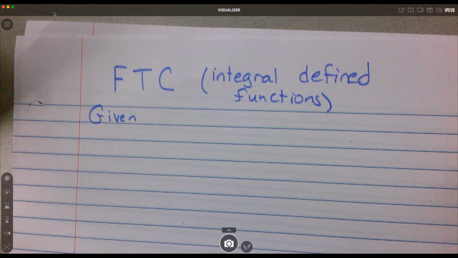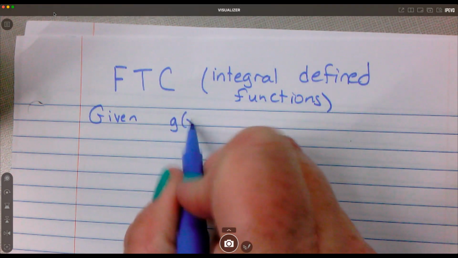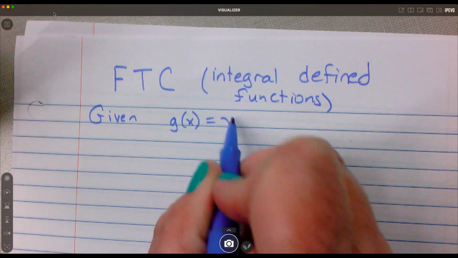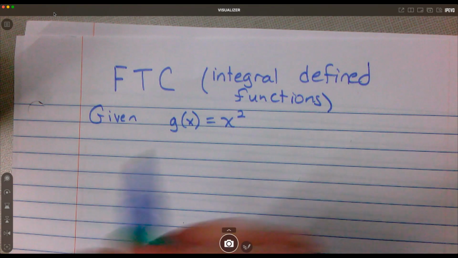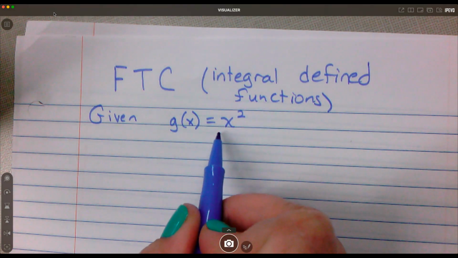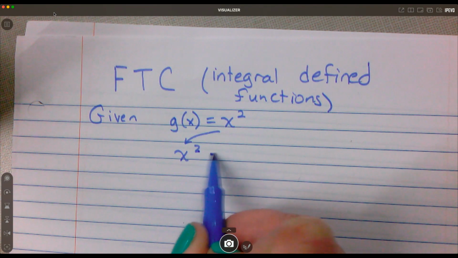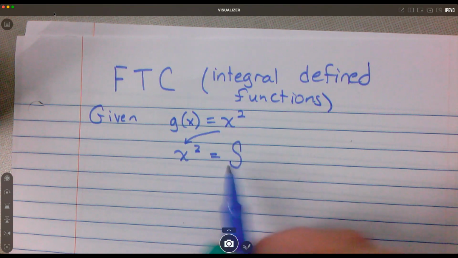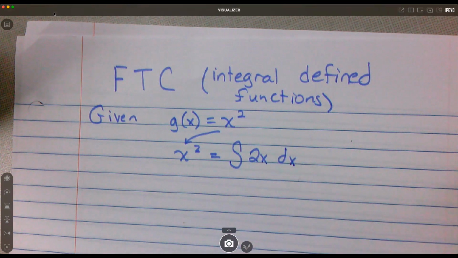Okay, so we are given that we have this function g of x, and we're defining the function g of x as being g of x equals x squared. Another way to write x squared could be that x squared equals the antiderivative or the integral of 2x dx. And I'm just doing that just because.